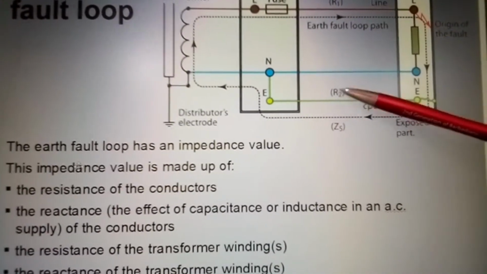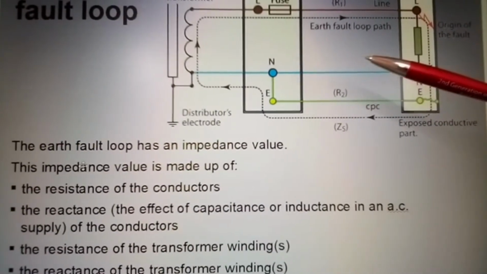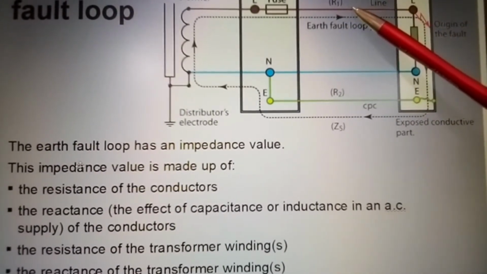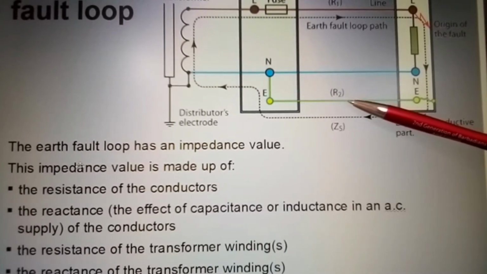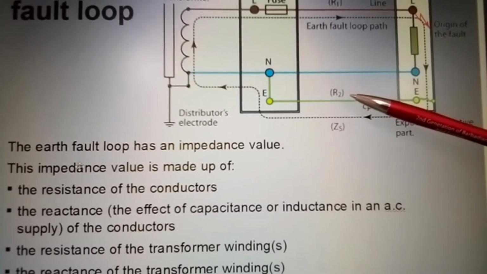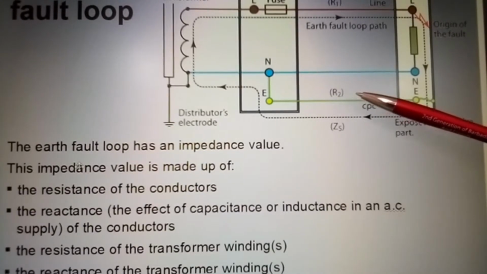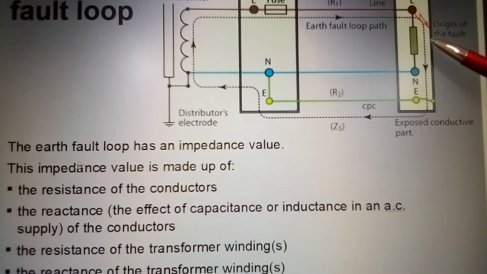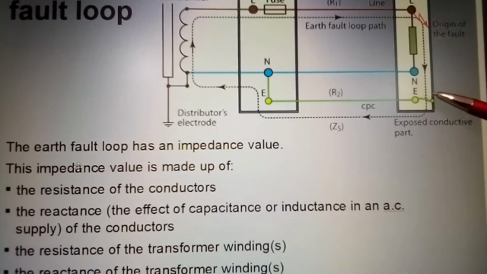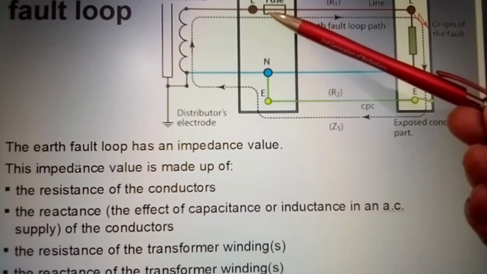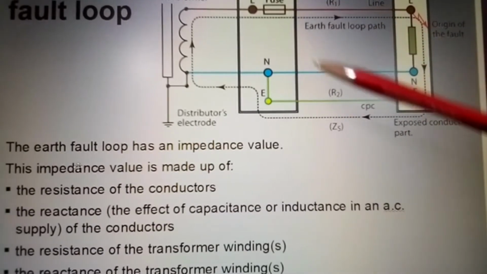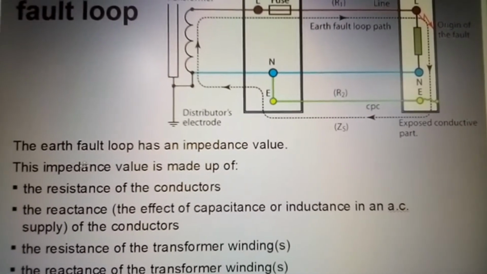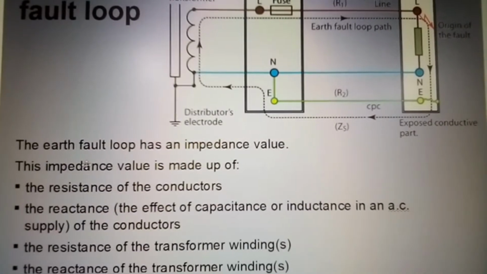Now R1 and R2 play a very important part because you need to know the value of R1 and you need to know the value of R2. And what you're looking for is a very low impedance, so that if a fault occurs, it will trip your protective device. That is what this is about, to make sure that your protective device will operate effectively and in the given time.